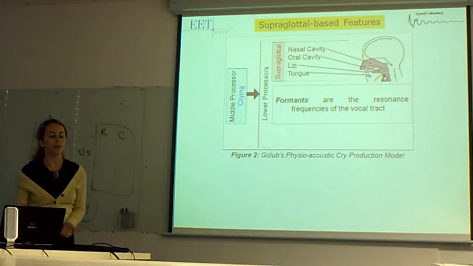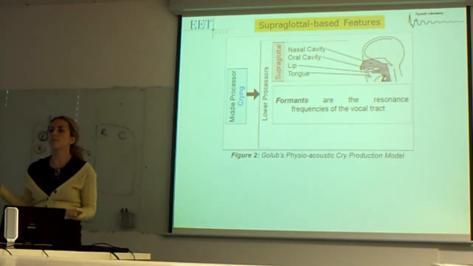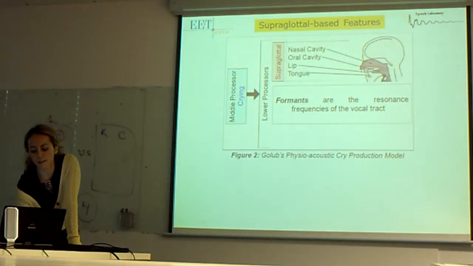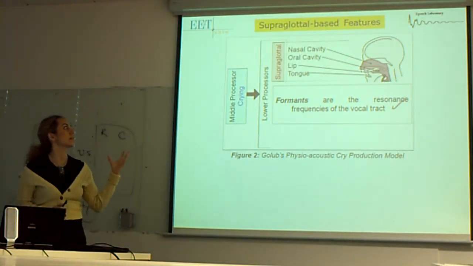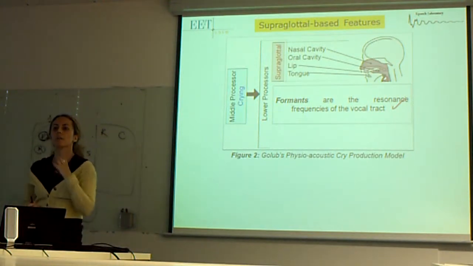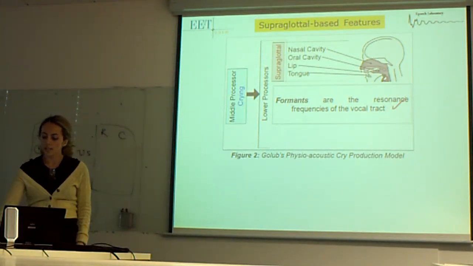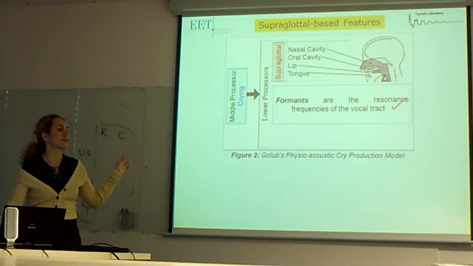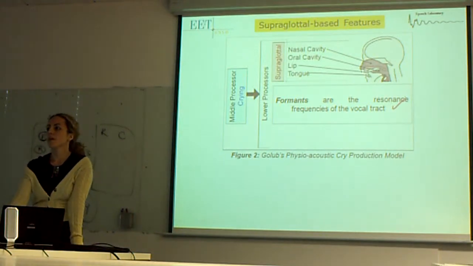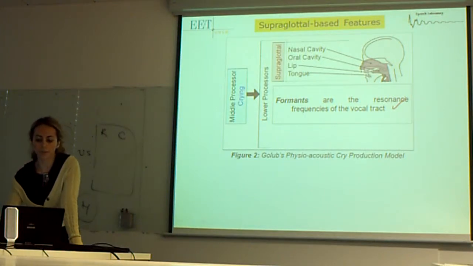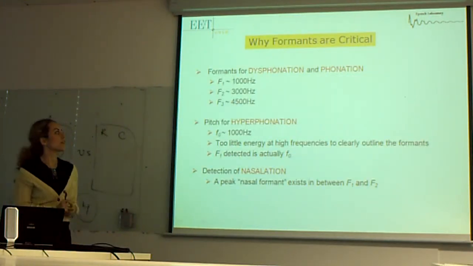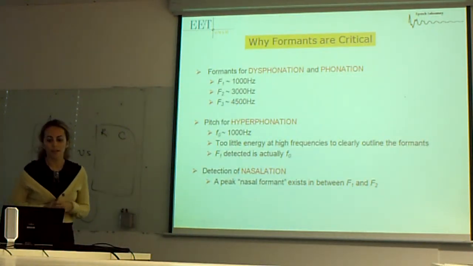Now, the next part would be supraglottal. So we extract formants as the resonant frequencies of the vocal tract and one of the best indicators for the filter modeling of the vocal tract. So let's see what formants tell us in the infant cry. Are they quite useful or informative? Actually, formants are very, very critical.